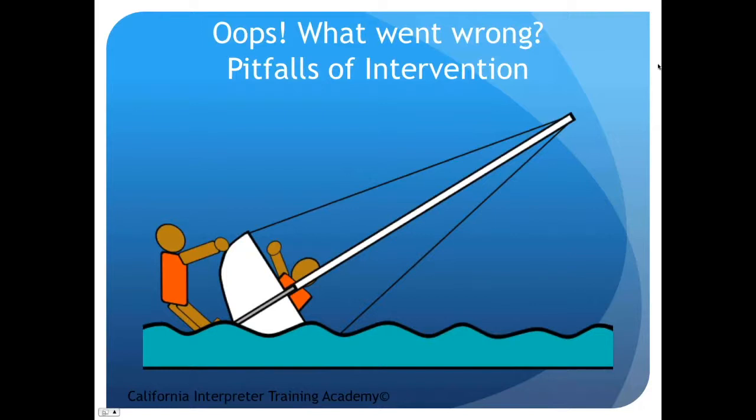Okay, so what do you think? Was that a smooth intervention? I don't think so. So what are some of the things that went wrong there? We probably could make a whole list, right? So the interpreter did not stay cool, calm, and collected. She pretty much fell out of the boat and had to be rescued, I think.